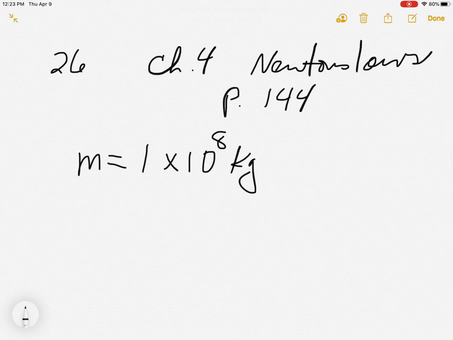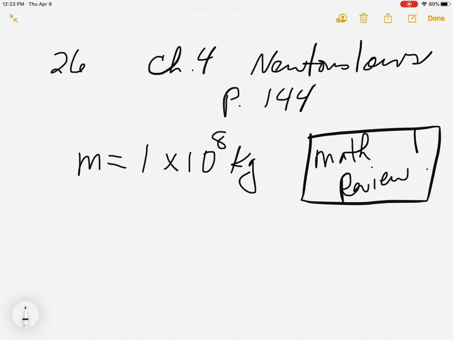This is scientific notation. You have to know how to use scientific notation for larger and smaller numbers. If you don't remember scientific notation, go back to the math review on the LMS and check that out. Remember, we talked about that. That's a skill from grade 9, and you have to know how to do that. So don't worry about that.